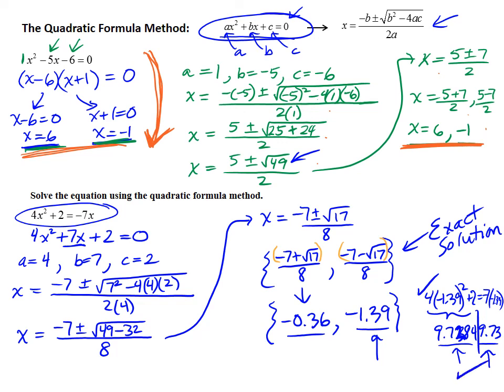So when you check with approximate values, you won't get exactly the same thing on both sides, but it'll be darn close. I'll leave the check of the other solution, negative 0.36, using that approximate value for you. But again, remember, often with quadratic formulas, we'll use two ways of showing the solutions, the approximate solutions and then the exact solutions.